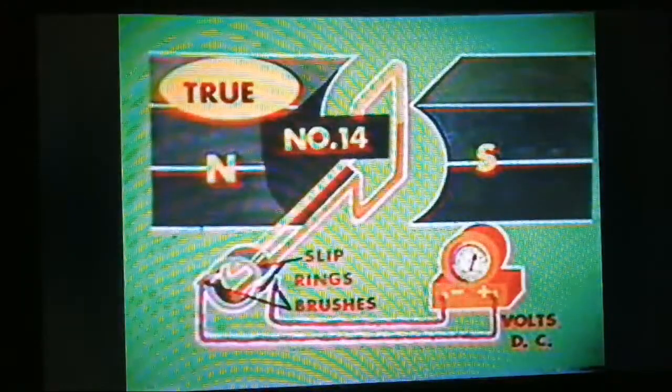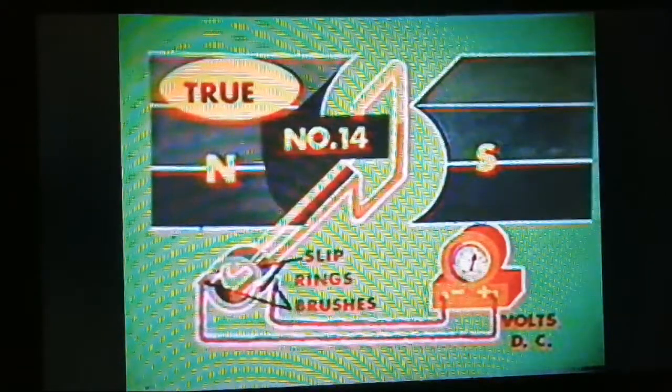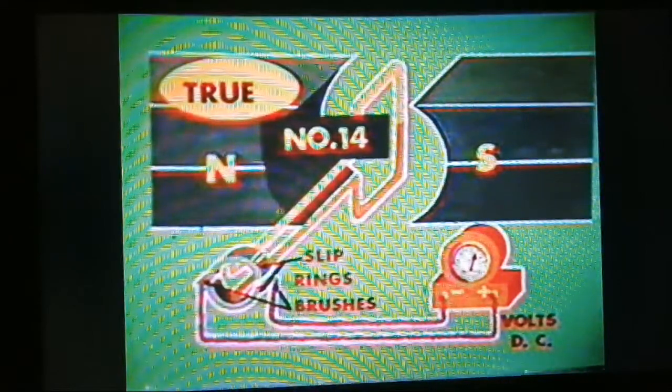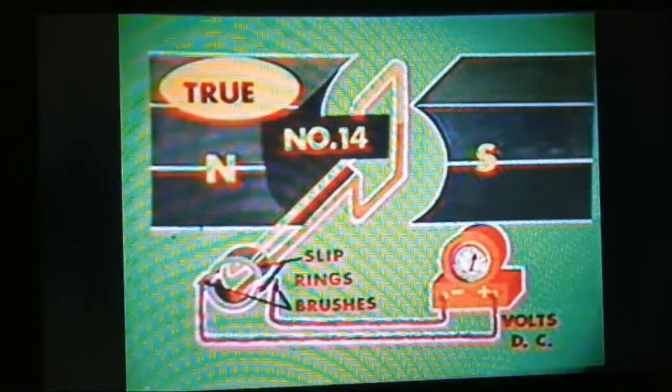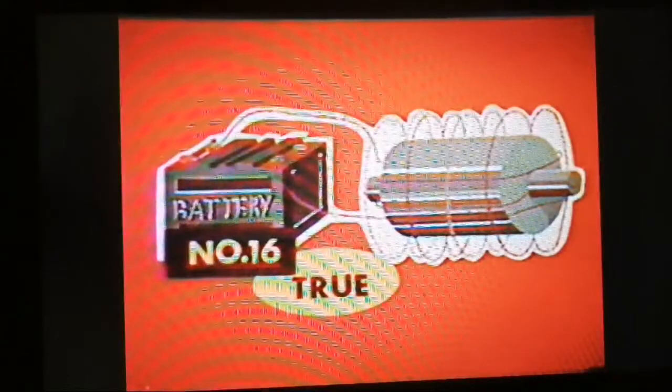14, true. All generators must create power as AC flow. On the exciter or any DC generator, this AC generator power is switched to direct current by the commutator and brushes. Number 15, false. Although the output in cross-compound generators is linked, input to each rotor is normally provided by individual exciters. There are simple exciters such as the battery and complex rectifier systems. DC power and some means of control is all that's required.